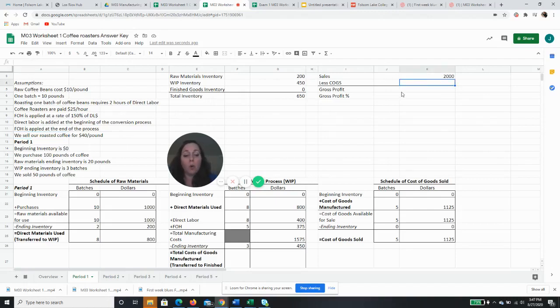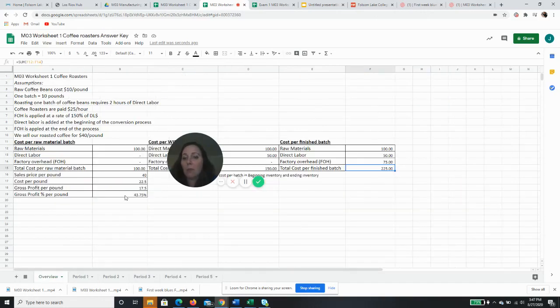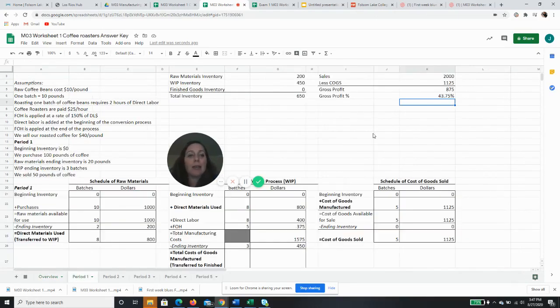My cost of goods sold, I'm just going to take right from here, and then my gross profit is my sales minus my cost of goods sold, $875. And then to get my gross margin or gross profit percentage, I'm going to take my gross profit, divide it by my sales, and I'm going to come out with 43.75%. If I go back to my overview page, that is the margin I was expecting. So that gives me a good idea that I have done this correctly.